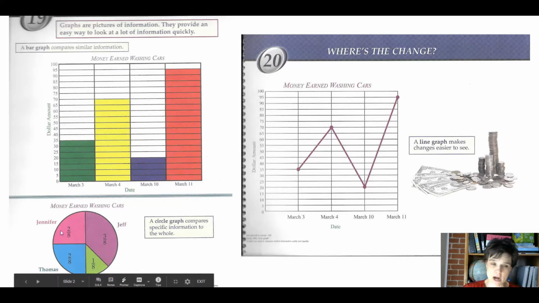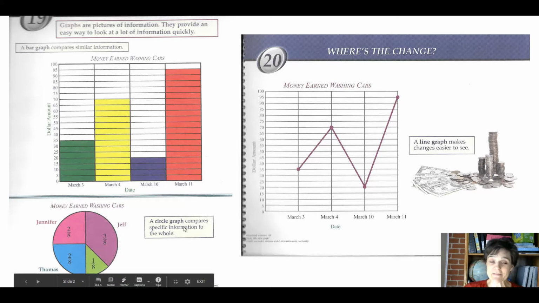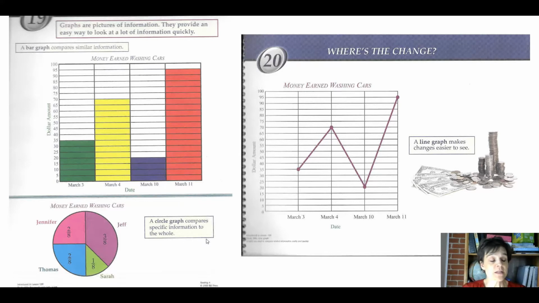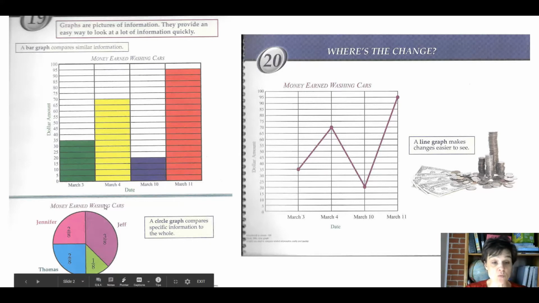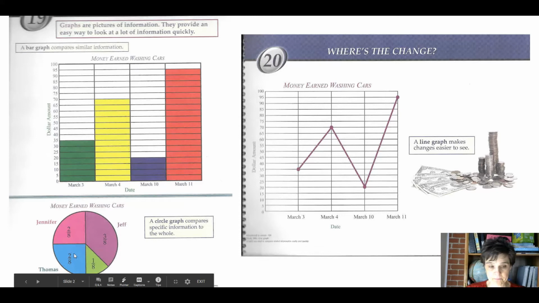And then this kind of graph is called a circle graph. Sometimes it's called a pie graph, and that's my favorite because I like pie, but we'll call it a circle graph. But a circle graph compares specific information to a whole. So the title of this one is Money Earned Washing Cars. Same thing as this one, but they showed it in a whole. So what they did was the whole circle represents 100%. This line down here splits it in 2. So this side's 50% or half. This side would be 50% or half.